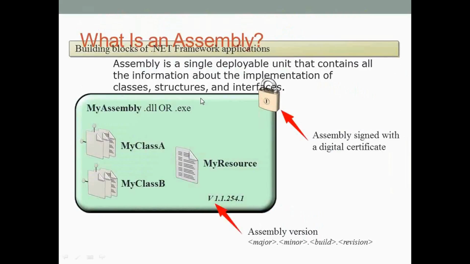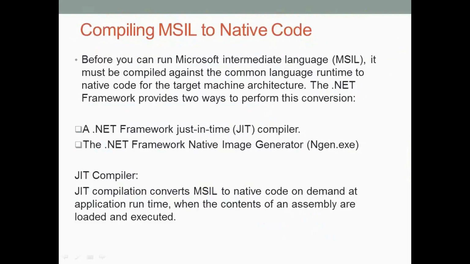So in short, an assembly contains some components. Number one, manifest, type metadata, MSIL code, and resources. So there are four very important parts of assemblies.